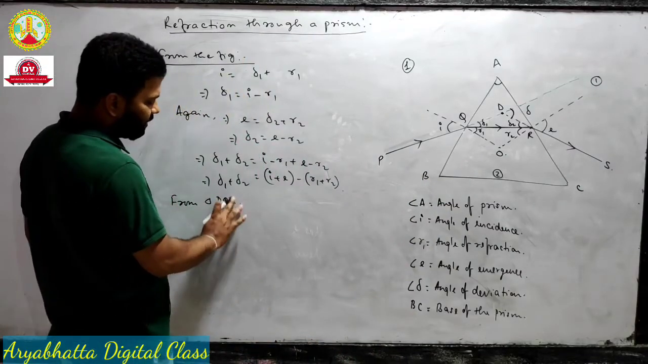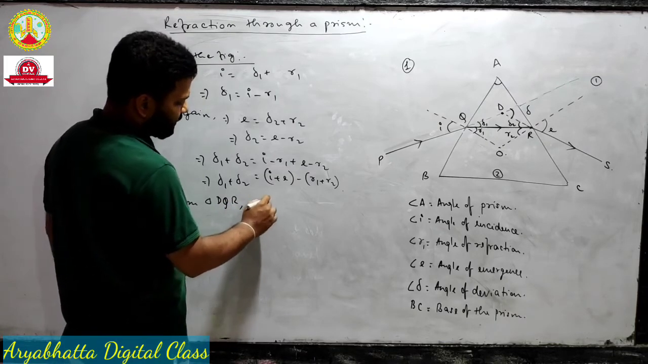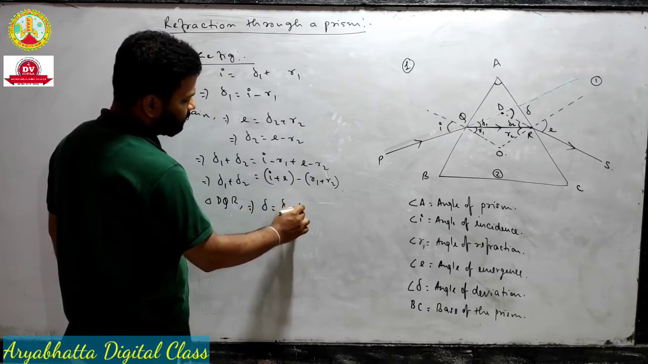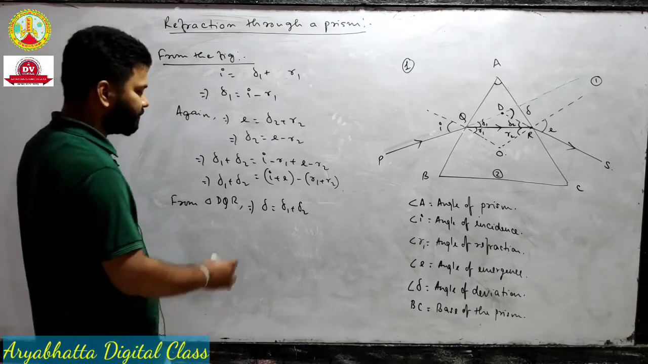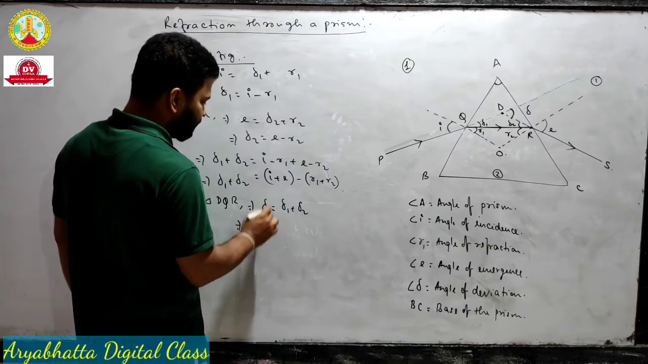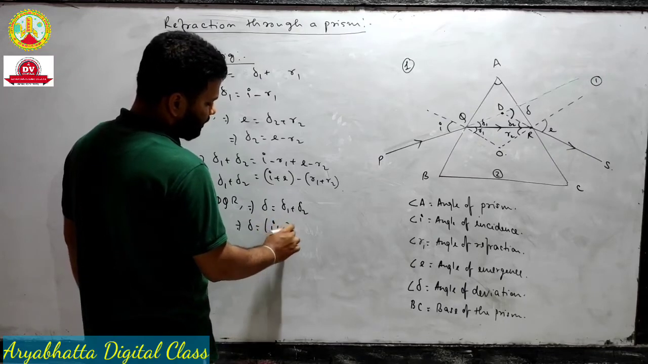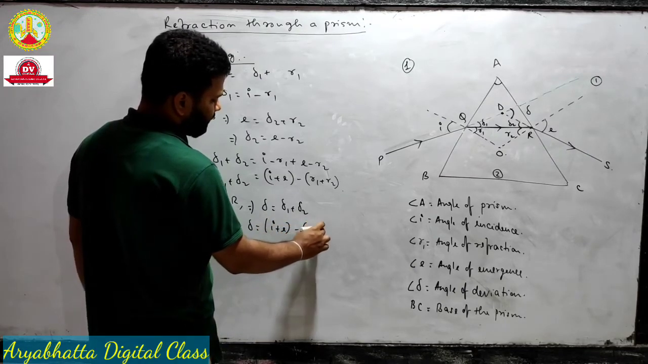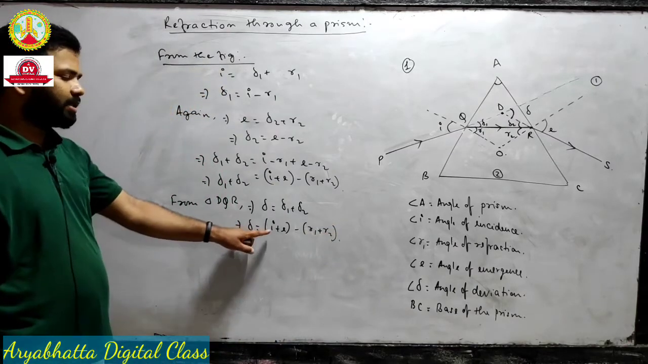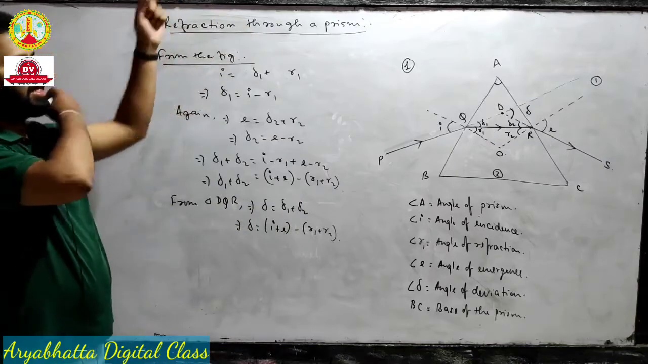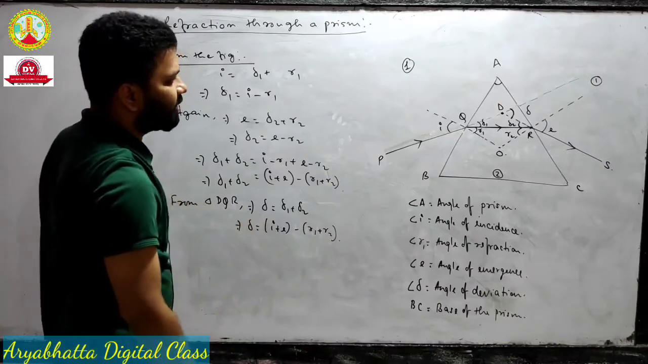So from triangle DQR, what can we write? That delta is equal to delta 1 plus delta 2. Okay. So delta will be equal to, what is delta 1 plus delta 2? This is I plus E minus R1 plus R2. So delta is equal to I plus E minus R1 plus R2. Now what is R1 plus R2? That we have to find out.